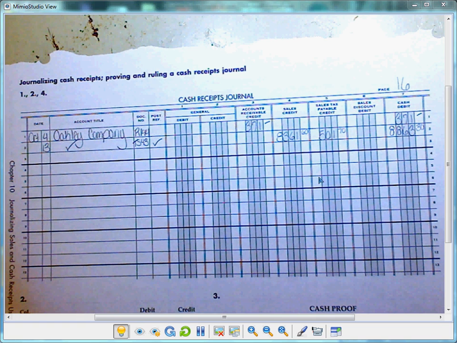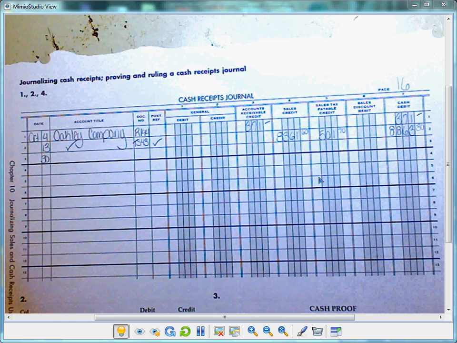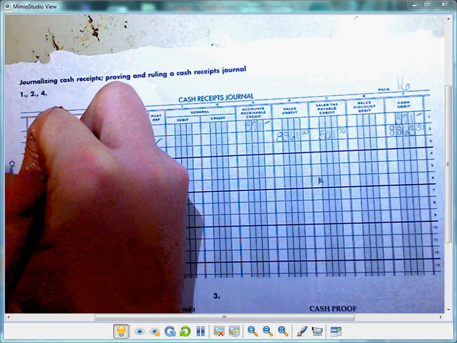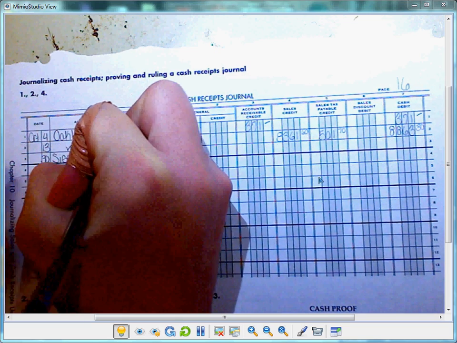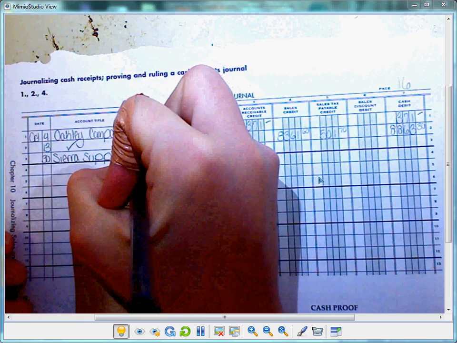Okay, then our last transaction, October 30th, received cash on account from Sierra Supply, covering S97 for $5,989, less a 2% discount. So our date's the 30th. Our account title is Sierra Supply. Document number is R145.